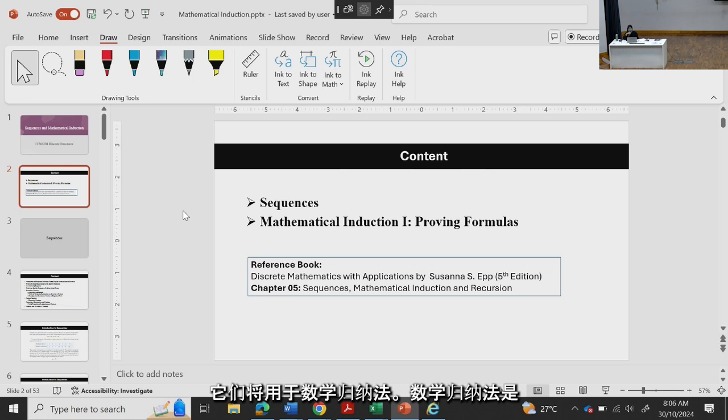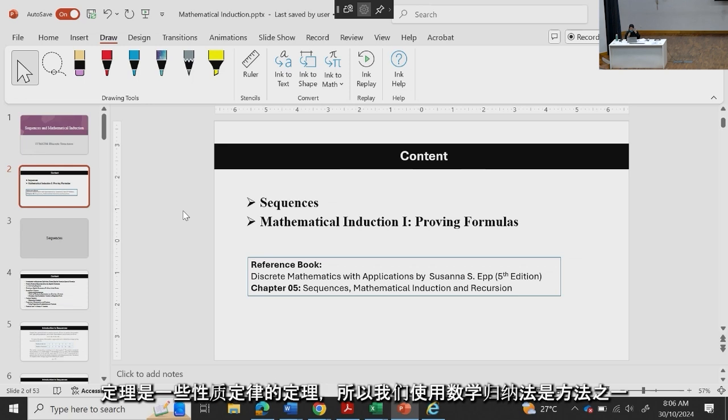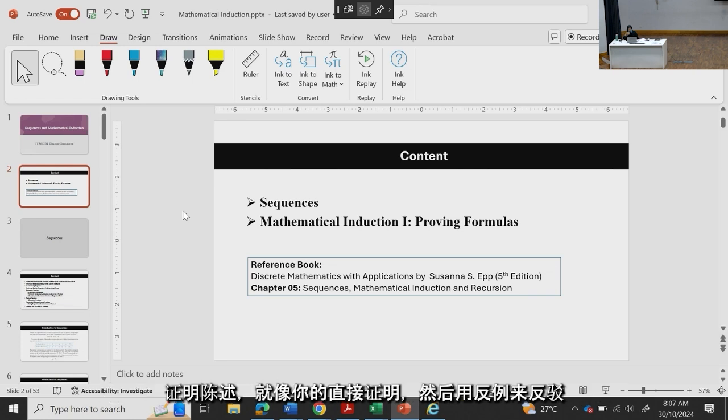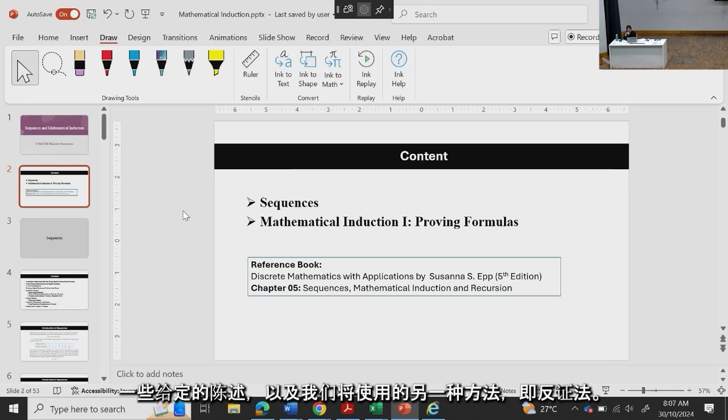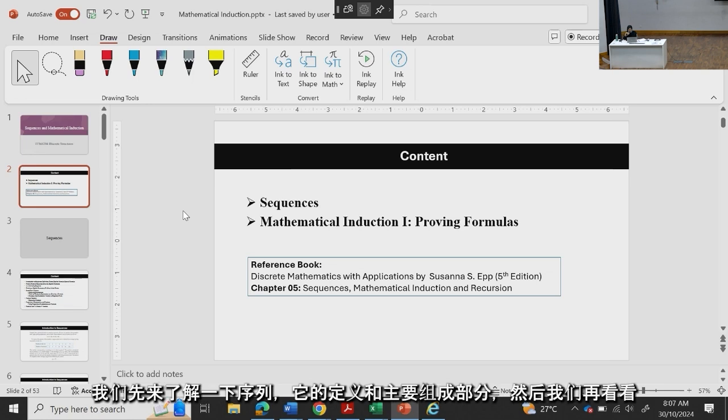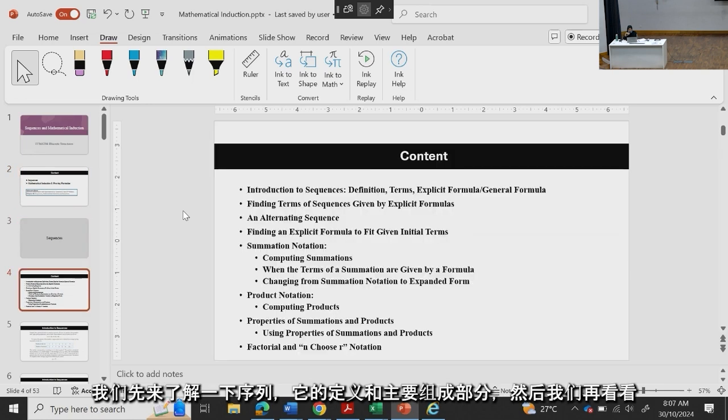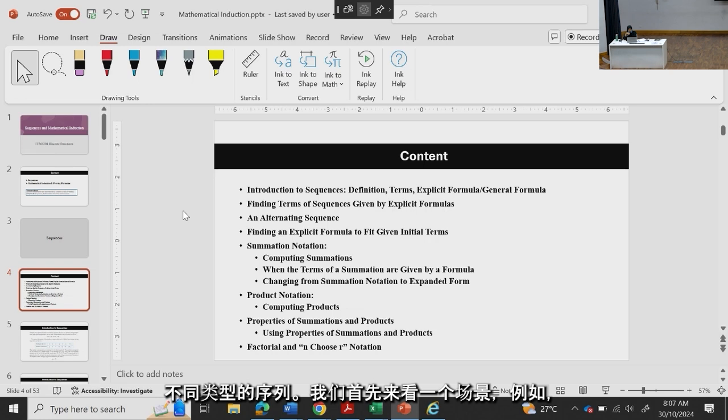Mathematical induction is one of the ways to prove different formulas for sequences, general formulas or explicit formulas, and for theorems, for some properties, laws. So mathematical induction is one of the ways to prove statements, just like your direct proof and then counter examples to disprove some given statements. And also another method that we will use, which is proof by contradiction. So let's first look at sequences, the definition and its main components, and then we will look at different types of sequences.